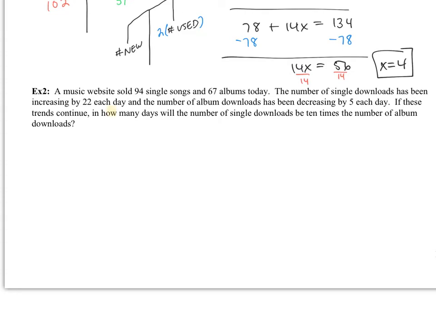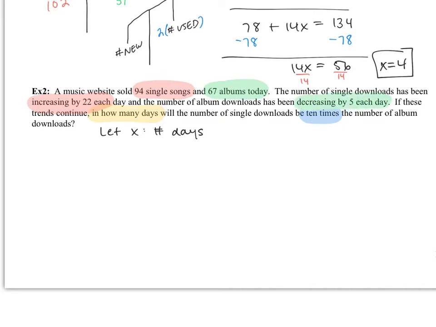So first I'm going to find what my question is, which is in how many days. That's my unknown. So I'm going to let my variable represent the number of days. I also know that there seems to be a factor of 10 times, whereas the previous problem, remember, it was twice or 2 times. I know that there are 94 singles sold today, and that has been increasing by 22 each day. Whereas albums, they're selling 67, and that's decreasing 5 each day.